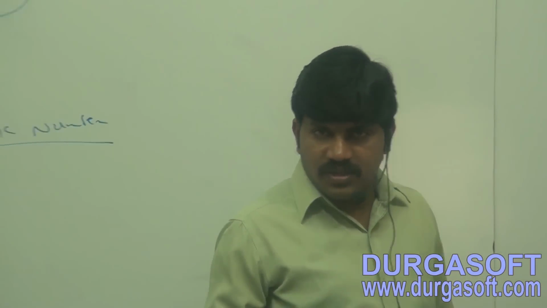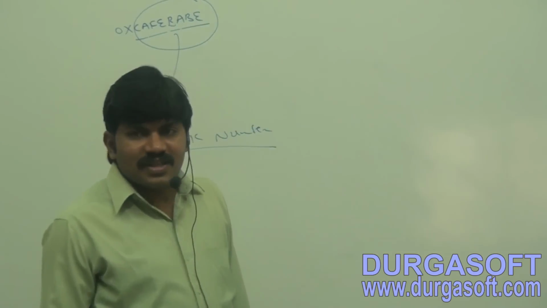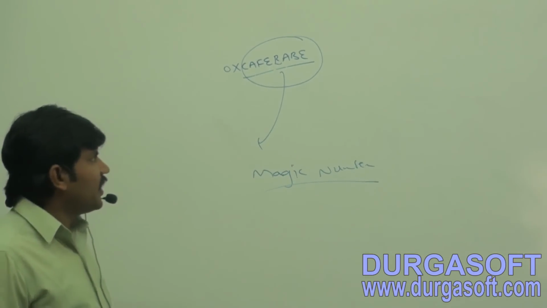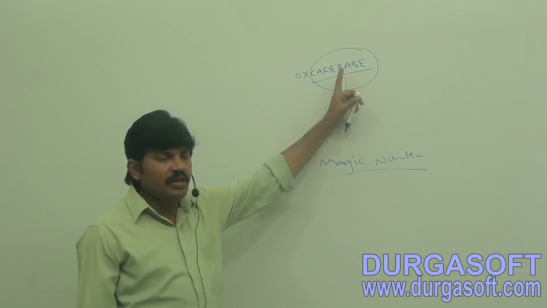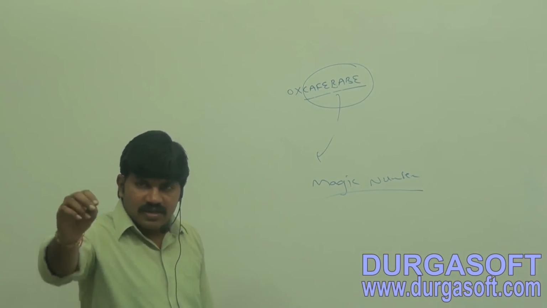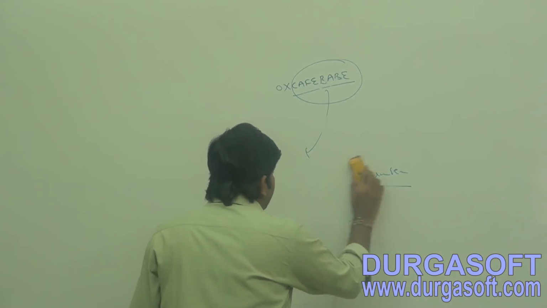What is the magic number? Is it clear for all of you? Sir, what is the value of the magic number? The value should be 0xCAFEBABE, internally used by the JVM to identify whether the .class file is valid or not. Next, the second one, keep noting: minor version and major version.